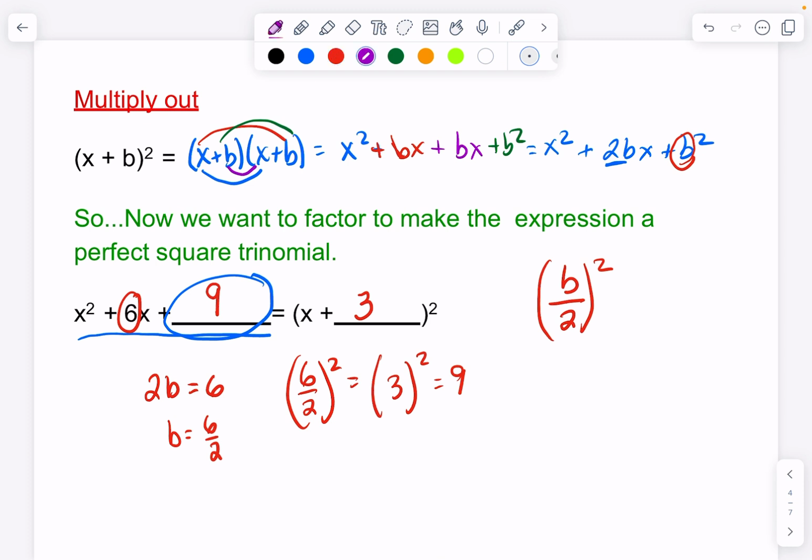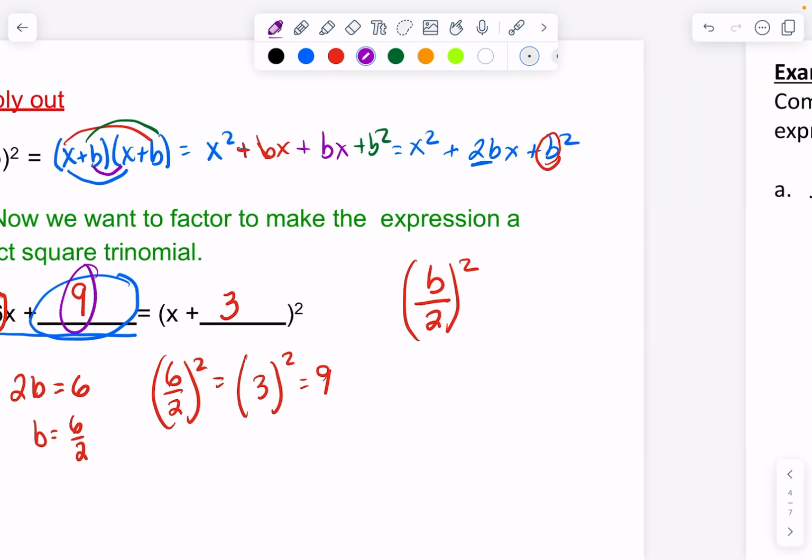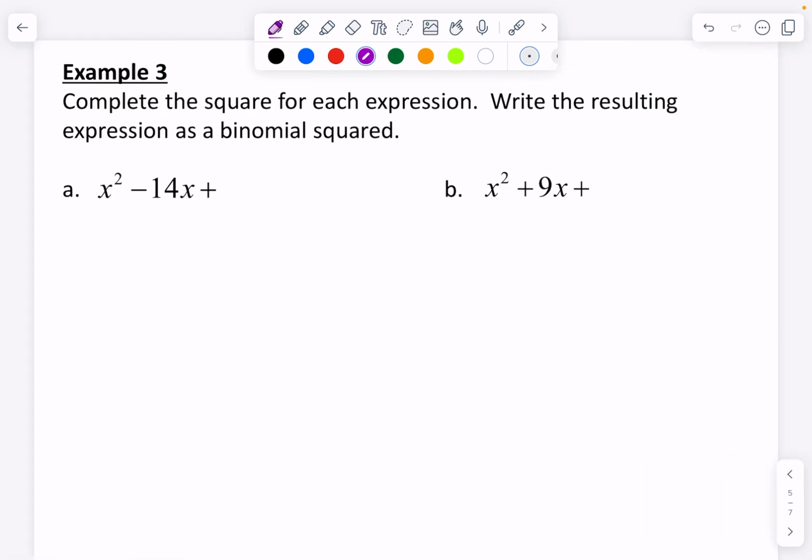The square root of whatever that number is, that 9, that last term we added in. So, complete the square for each expression and write the resulting expression. I take my 14, divide it by 2 and square it. It doesn't matter if I take the plus or minus because when I square it, a negative is still going to be a positive. So I get 7 squared, which is 49.